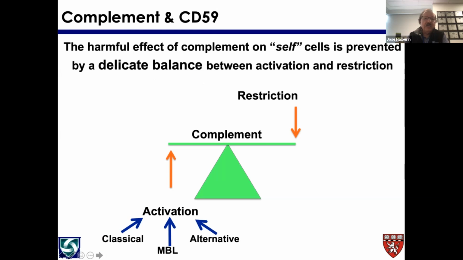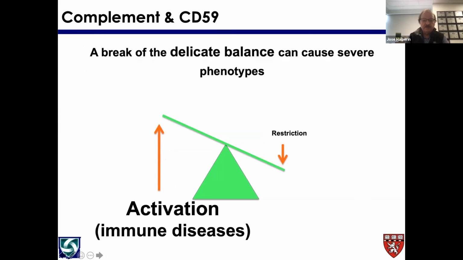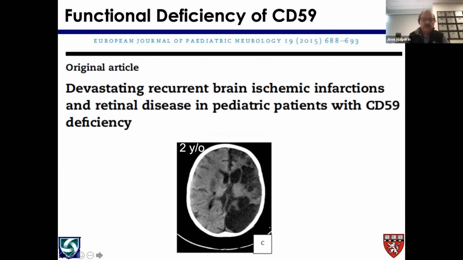So the potentially harmful effects of complement on self cells is prevented by this delicate balance between activation and restriction of complement activity. If this balance is broken, it can generate very severe phenotypes. I'm showing here the brain of a 2-year-old offspring of a family with total deficiency of CD59 because of a nonsense mutation. And as you can see, at 2 years of age, this child has massive cerebral infarctions and retinal infarctions too.